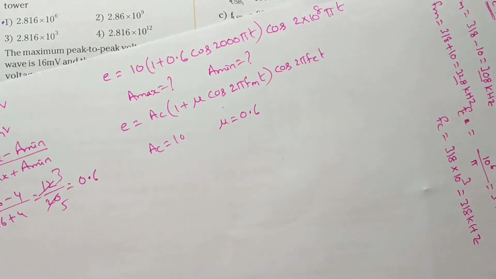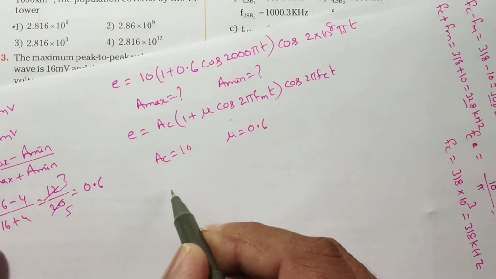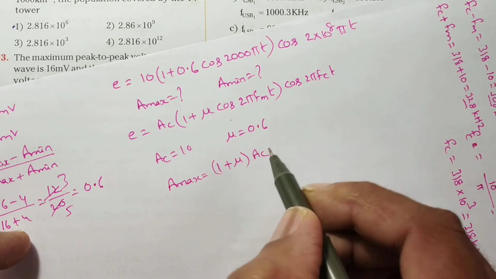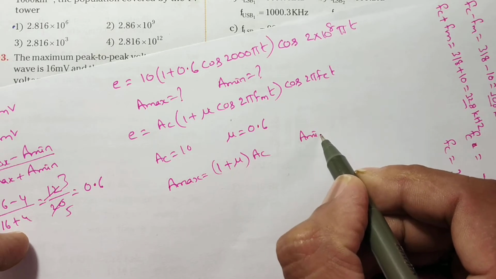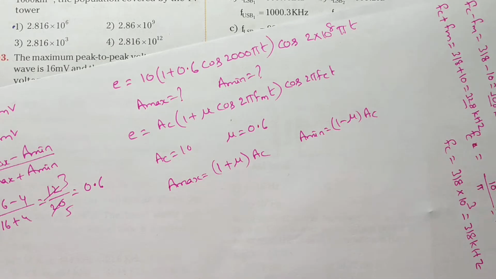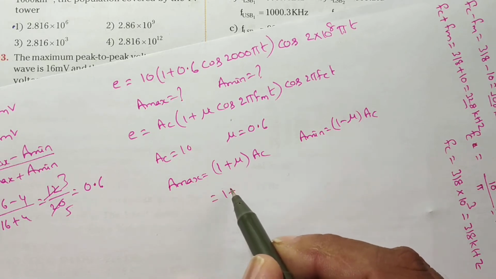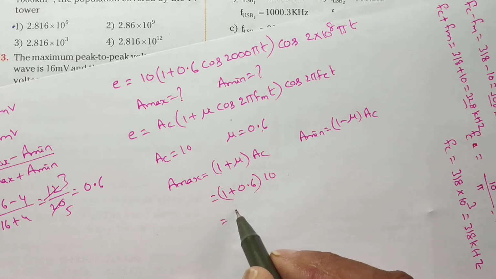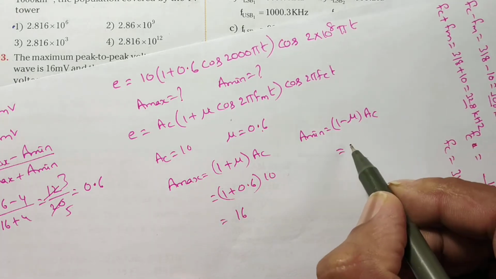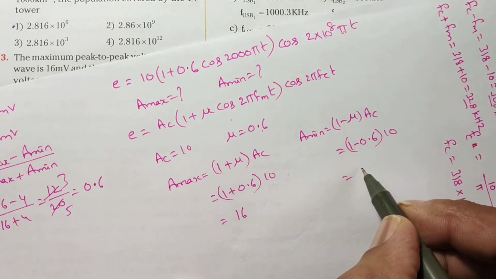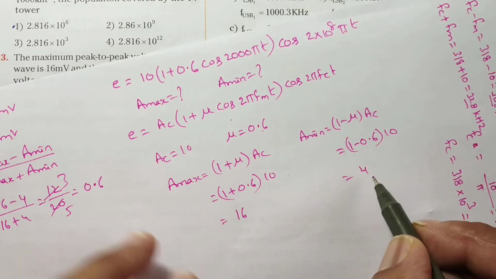Now A maximum is equal to, what is the formula? 1 plus mu into AC, and A minimum is equal to 1 minus mu into AC. Here mu is the modulation factor and AC is the amplitude of the carrier wave. Now 1 plus 0.6, that is 1.6, into 10 is 16. A minimum is 1 minus 0.6, 0.4 into 10, which means 4. A maximum is 16, A minimum is 4.